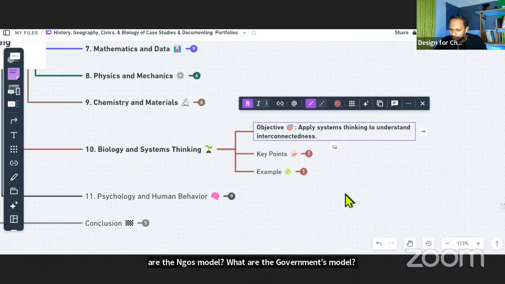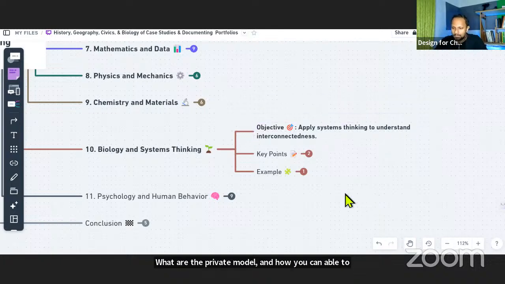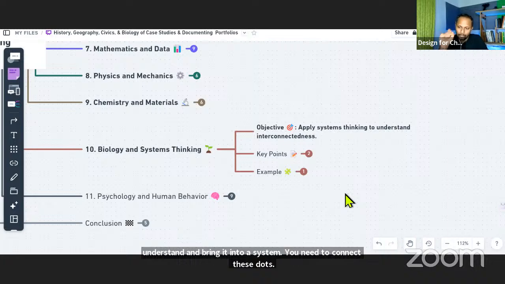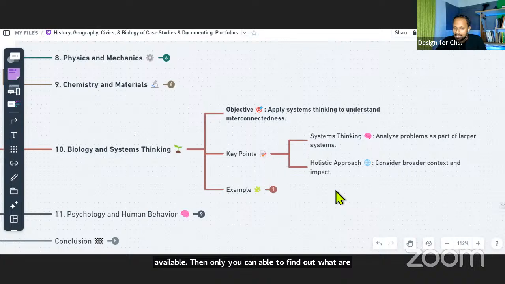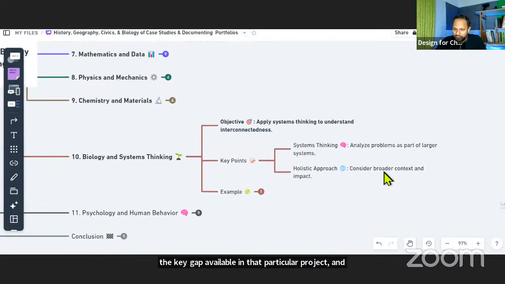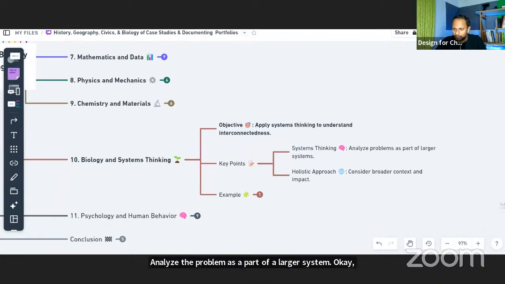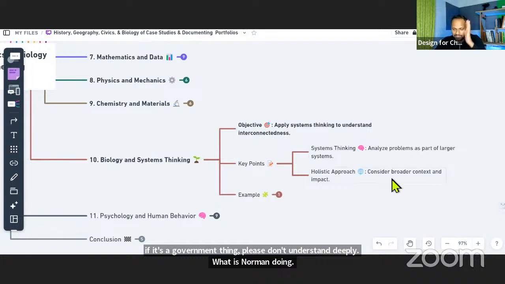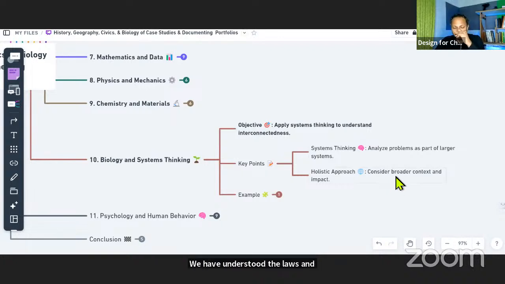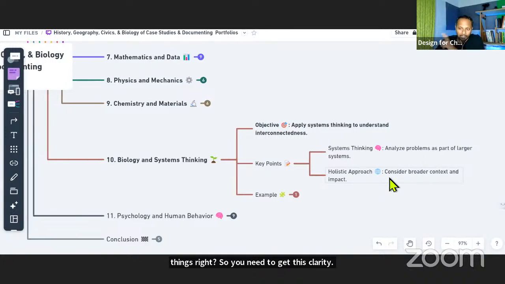You need to connect these dots. Then only you can find out what are the problems available. Then only you can find out what is the key gap available in that particular project, and you can serve that gap. Analyze the problem as a part of a larger system. If it's a government thing, please go and understand deeply what the government is doing. We have understood the laws and regulations, all these things, right? So you need to get this clarity, understand the broader picture of it. See guys, the moment you understand the broader picture, you will have much more clarity on what needs to come into your project, what need not come into your project.